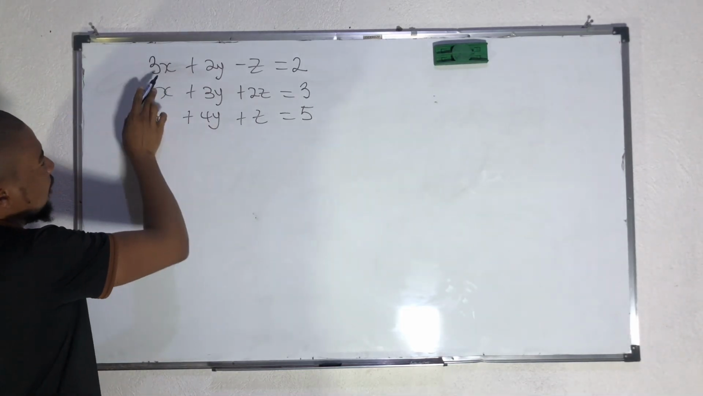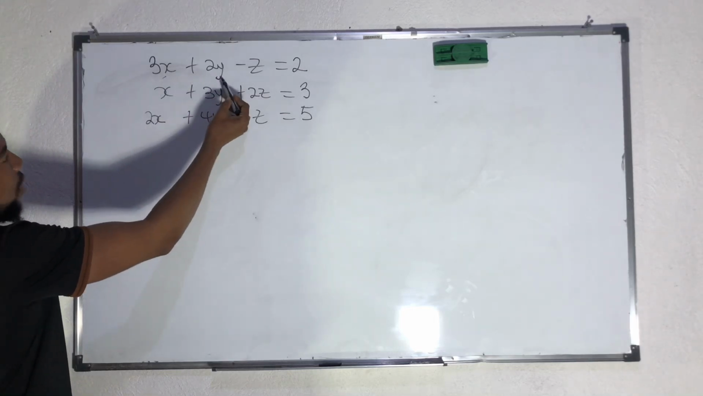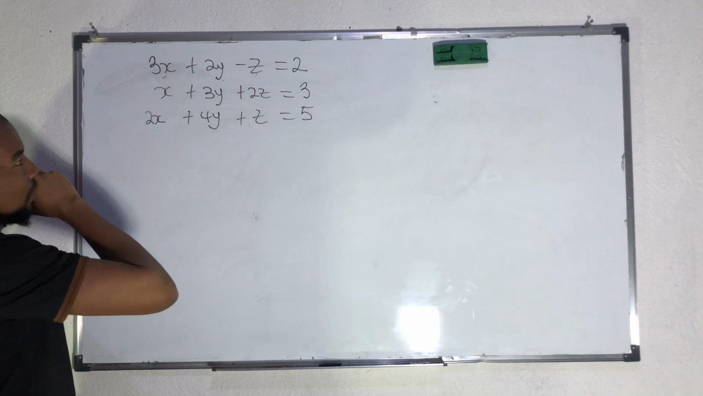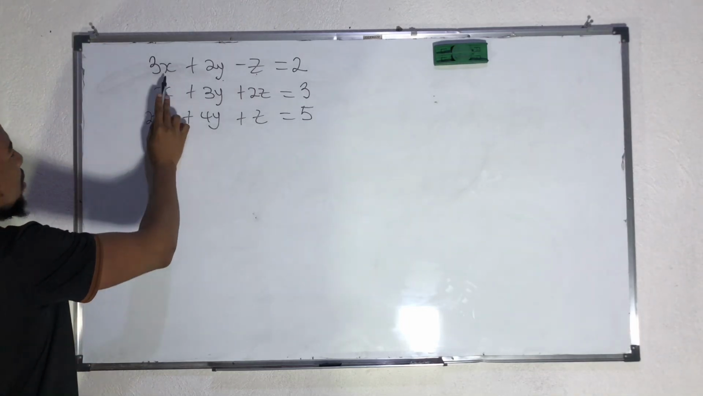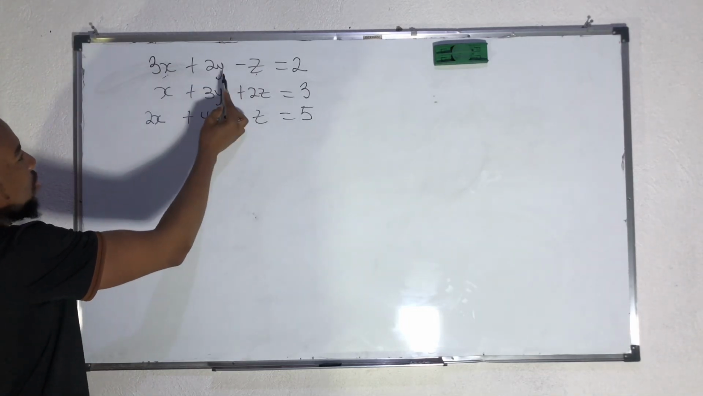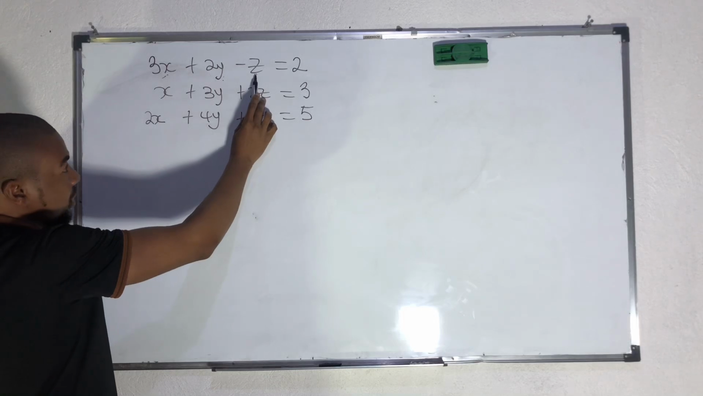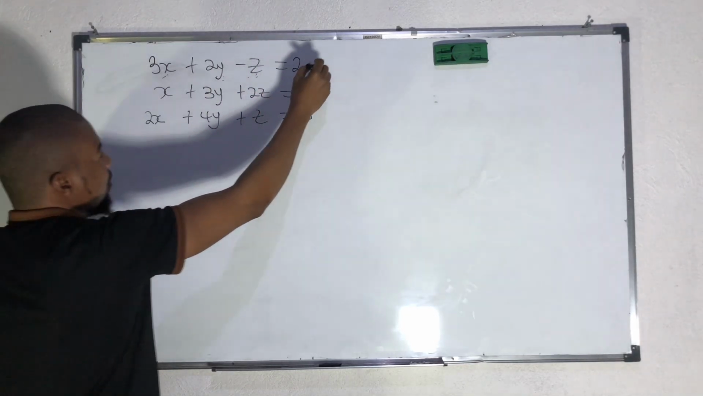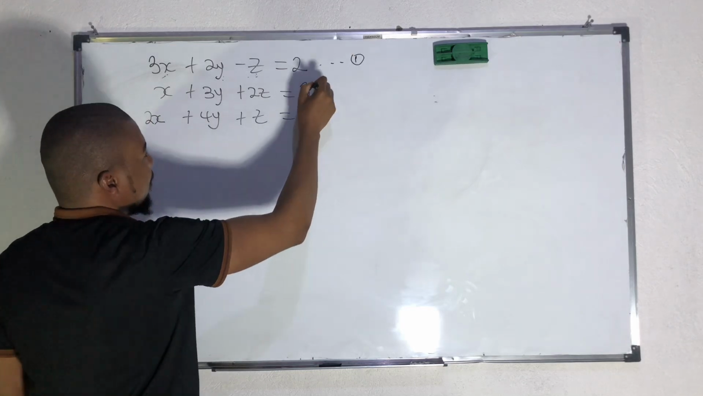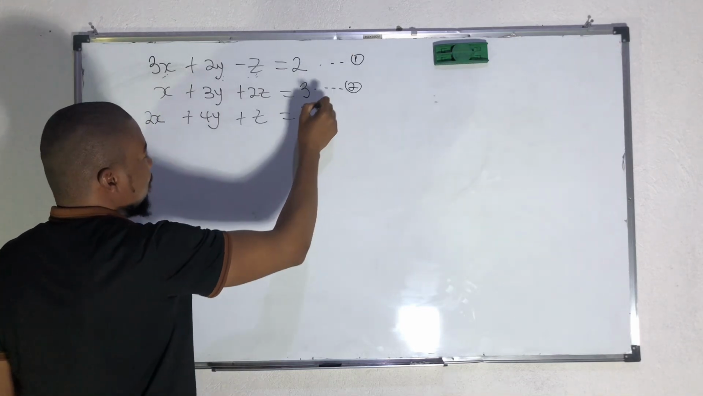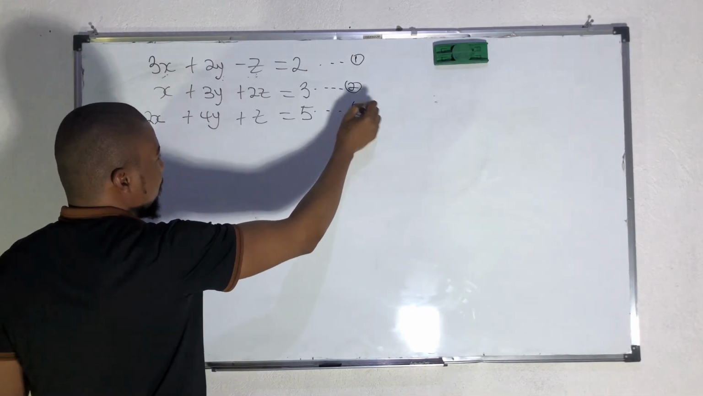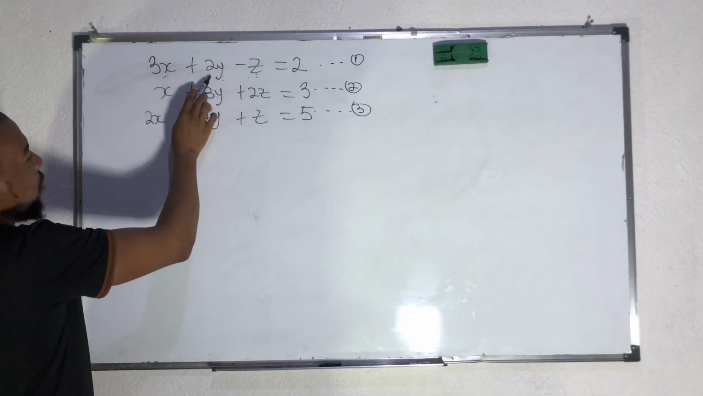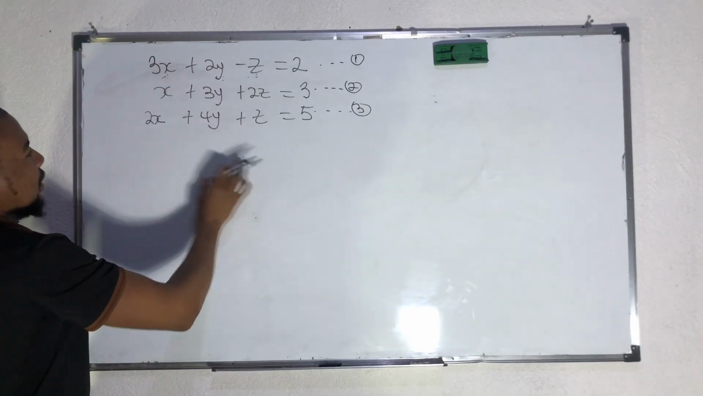Now, if you look at this, x is a variable, y is a variable, and negative z or z is a variable. What this means is that if you know the value of x, y, and z, in the first equation, it will give you a 2. Here we have our equation 1. Here we have the second one, and this is the third one. That is what it means. So we are going to look for the value of x, y, and z in this very problem.